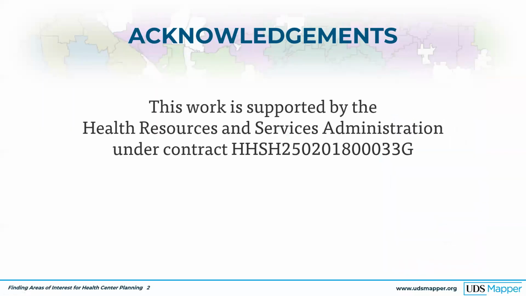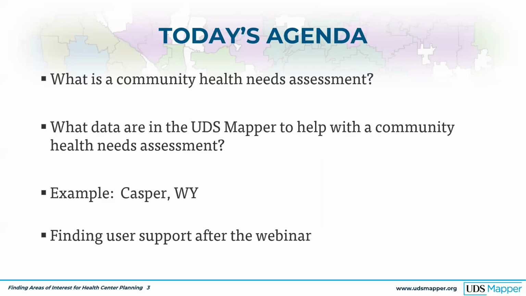Just to put it out there, the UDS Mapper and this presentation are both supported by HRSA under this contract number. And today we're going to talk about using the UDS Mapper, introduce you to the concept of using it as a tool for community health needs assessment. We're going to be starting by talking about community health needs assessments in general. Then we're going to discuss how the UDS Mapper can be a useful tool for these types of projects. And then we're going to do a specific use case of an example in Casper, Wyoming. And then we're going to show you all the user support tools that are available throughout the UDS Mapper tool so that you can then start to do these types of projects on your own.